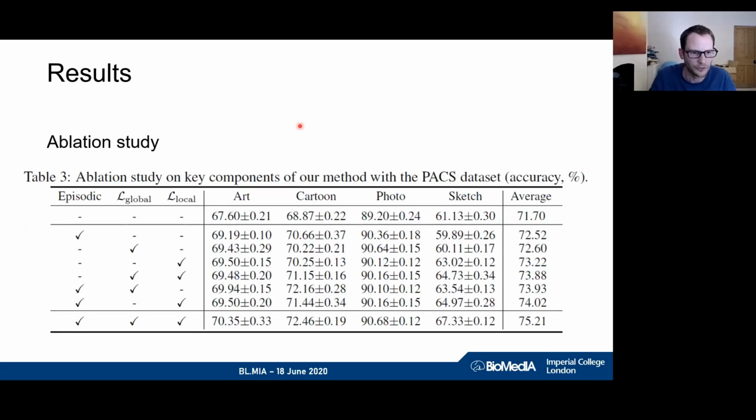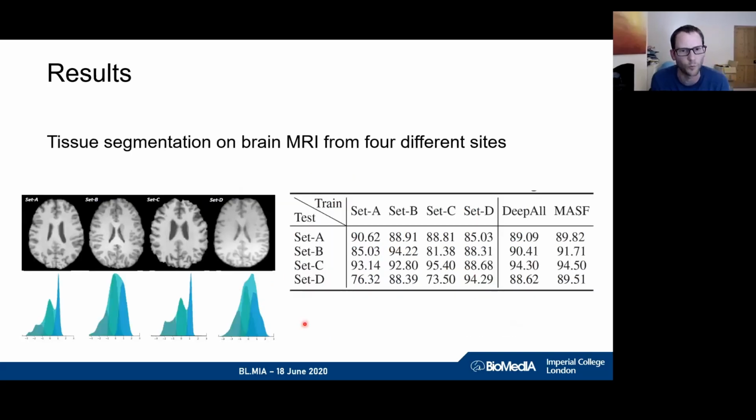Okay, so we did an ablation study. We wanted to know how these different components, whether it's episodic training, global loss, or the local loss, contribute. And it actually turns out that you need all of them to get the best performance. That was quite nice to see, that they are really complementary and helping with that. The numbers otherwise don't mean much here, but it just says that it kind of worked.